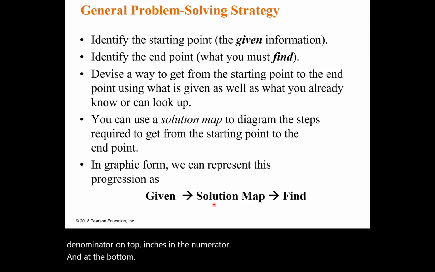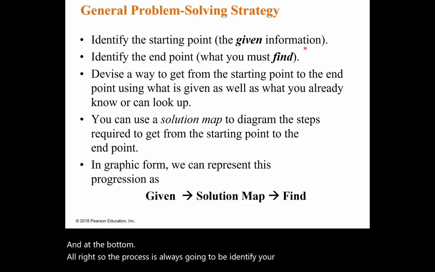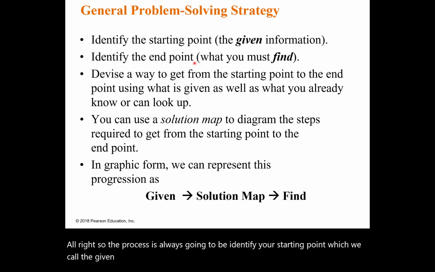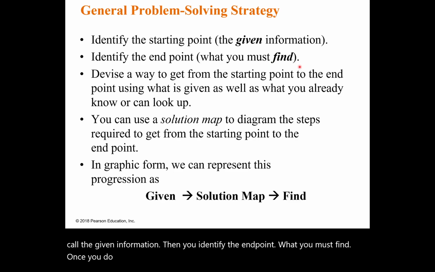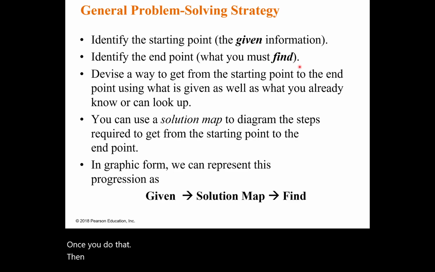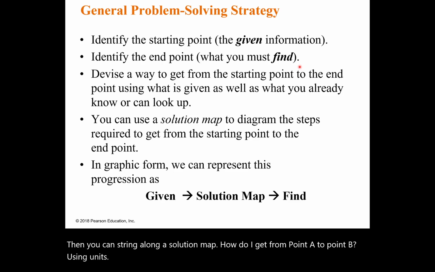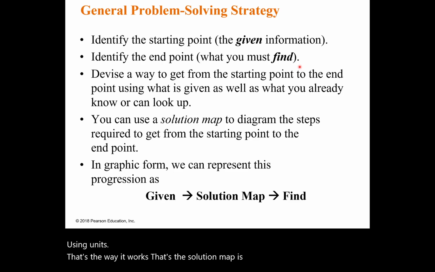So the process is always going to be: identify your starting point, which we call the given information. Then you identify the end point, what you must find. Once you do that, then you can string along a solution map. How do I get from point A to point B using units? That's the way it works. That's the solution map. It's just the diagram that would allow you to go from point A to point B.